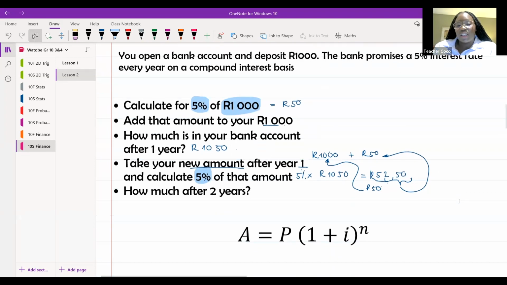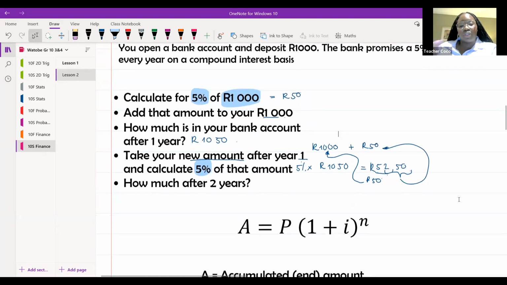Excellent. All right. So we're earning interest on top of interest on top of interest. So now we're going to get 1050 plus 52 Rand and 50 cents, right? Which then gives me 1,102 Rand and 50 cents. All right. So we're earning interest on top of interest on top of interest.